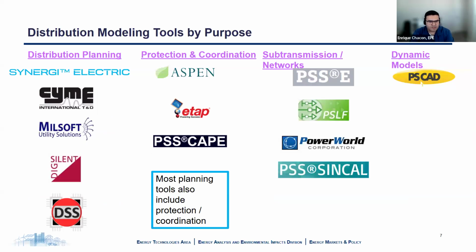Okay. Now, I mentioned Synergy Electric just now, but here's an overview, or a menu, of some of the tools that are available commercially. From a distribution planning perspective, some of the popular ones we see here are Synergy Electric, Stime, Windmill, PowerFactory, and OpenDSS. From a protection perspective, you have Aspen, ETAP, PSS Cape. It should be noted too that the distribution planning tools, something like a Stime or Synergy Electric, do have planning tools and modules integrated into them. So just in case you were thinking about software that could facilitate that, just know those distribution planning tools have that feature set as well. From a subtransmission and networks perspective, you have PSSE, PSLF, PowerWorld, and PSS SynCal. And from a dynamic modeling perspective, we have PSCAD. Again, just an overview or a menu of tools that are available for modeling purposes. Next slide, please.